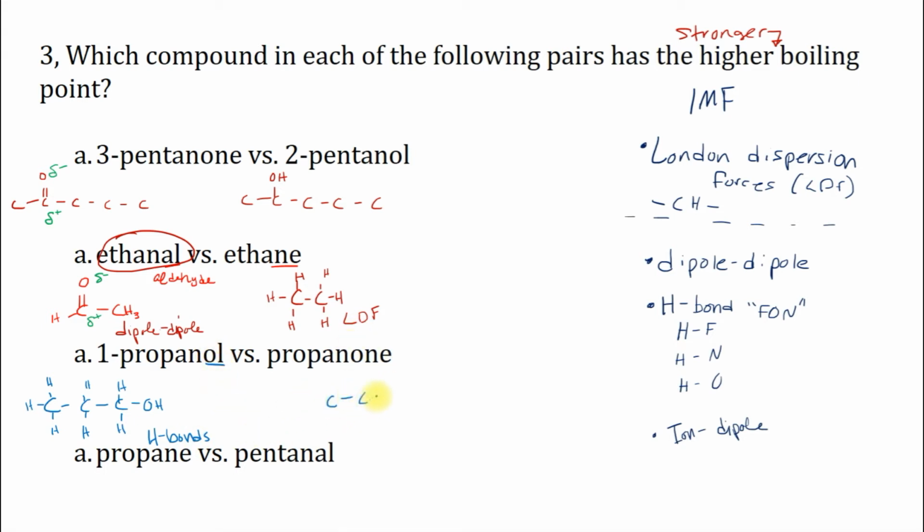Propanone has 3 carbons and a ketone in the middle. This is a dipole-dipole again. Ketones always have a dipole-dipole. Aldehydes also, same thing. Alcohols always have OH, right? So these are kind of trends you gotta learn to recognize. Propane is 3 carbons. Nothing else fancy about it.